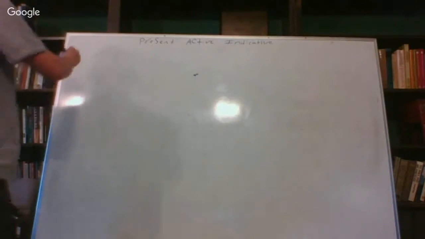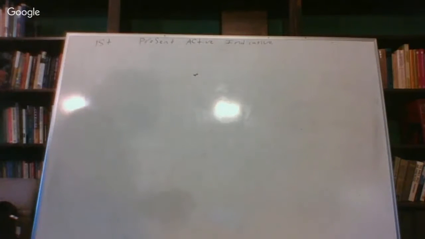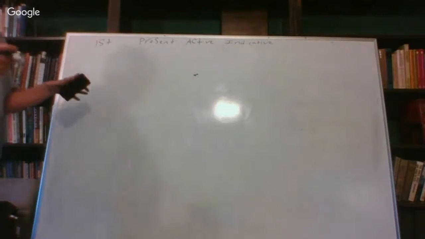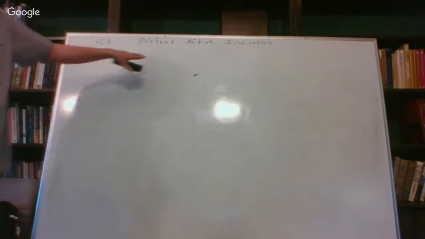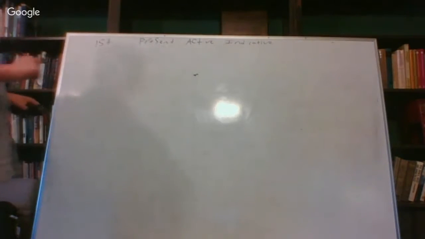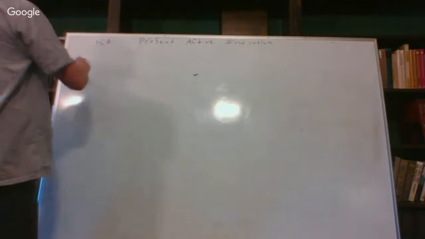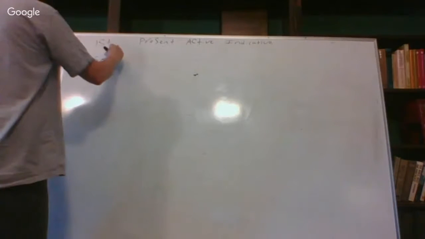But the first principal part, you can kind of say that the principal parts determine how the word is going to decline. So if you know how the principal parts function, you can plug different pieces in. So today, the present active indicative is the first principal part. So the first principal part, we're going to write present active.